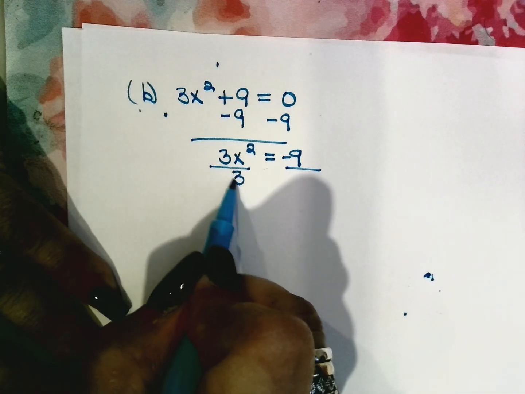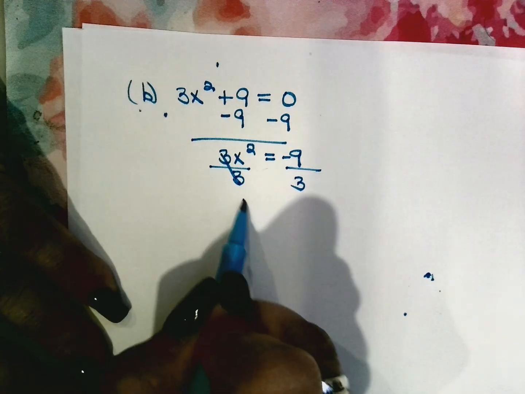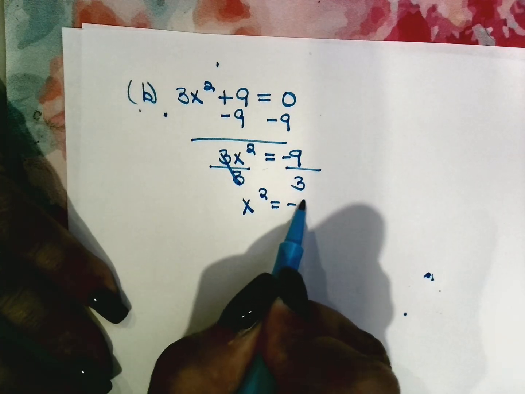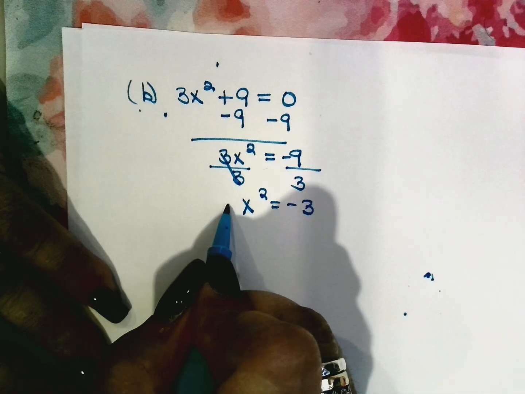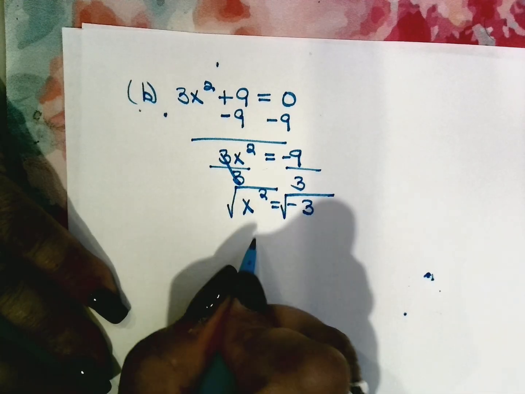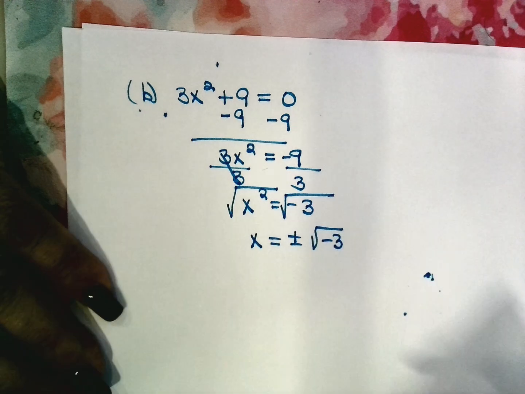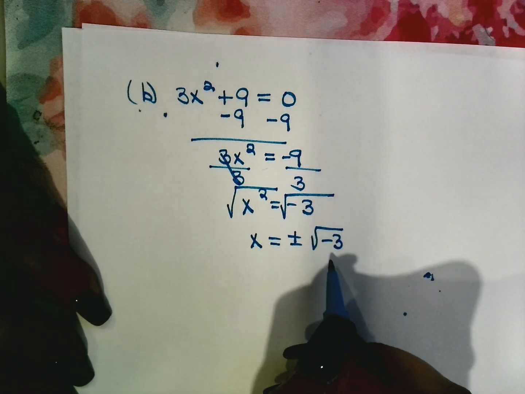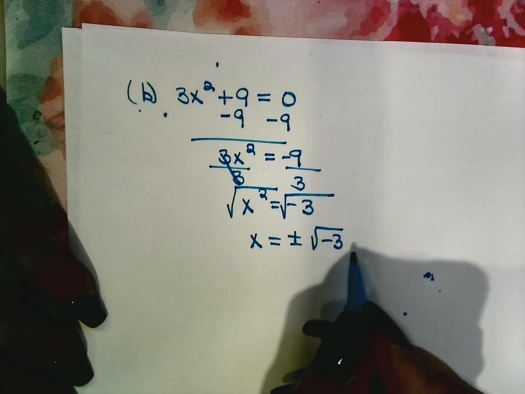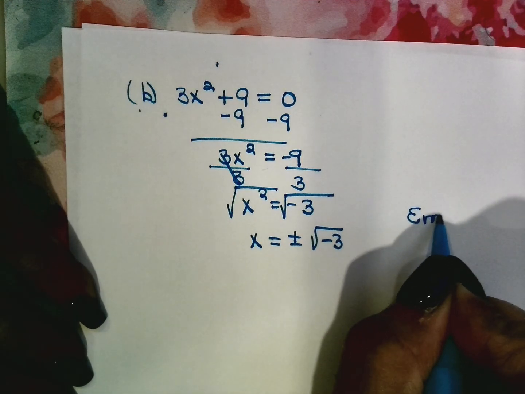So I'm going to divide both sides by 3, and I have x squared equals negative 3. And now when I take the square root of both sides, I get x equals plus or minus the square root of negative 3. Now if you go in your calculator and type in the square root of negative 3, you're going to get an error.